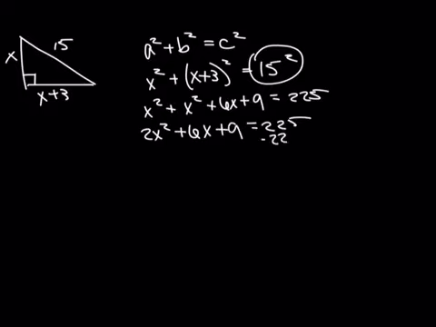Okay, subtract that from both sides. And I get 2x squared plus 6x minus 216 equals 0. Okay. So let's see what we get here. We've got to break this up.